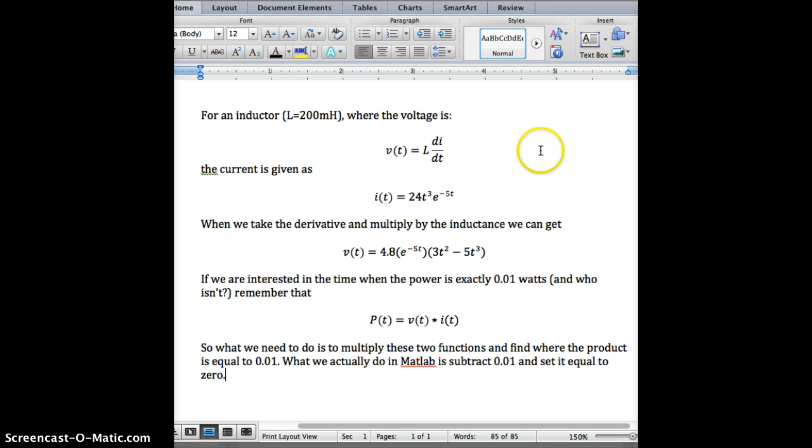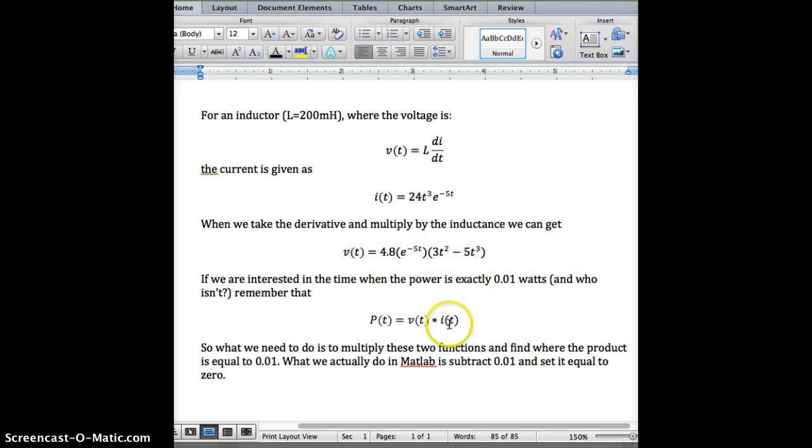So for my example, let's assume we have an inductor where the voltage is proportional to the derivative of the current. If the current has this form, which looks a lot like a problem we worked in class this week, when we take the derivative of that current to find the voltage, our voltage is 4.8 e to the minus 5t times 3t squared minus 5t cubed.